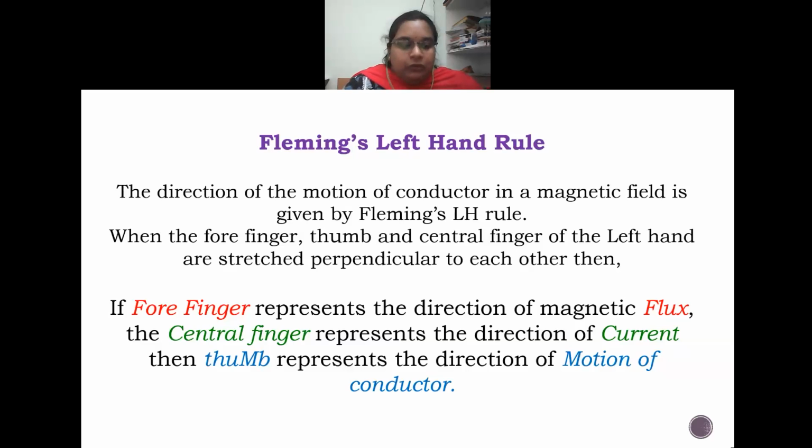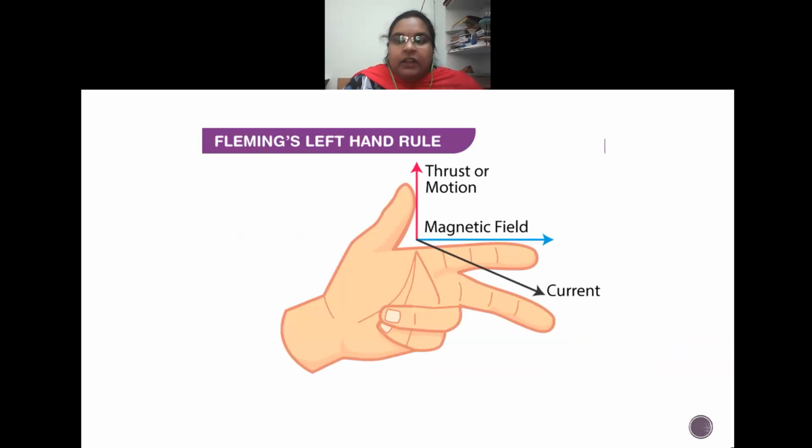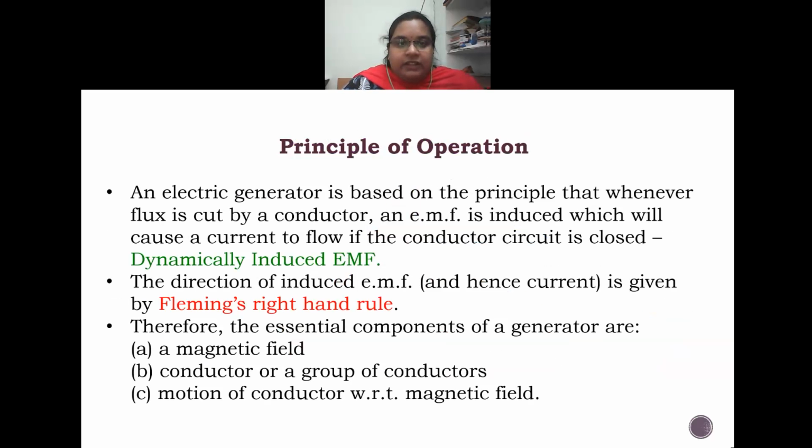Now coming to our topic, that is the DC generators. The first thing we need to understand is the principle of operation of a DC generator. So let us see what the principle of operation of a DC generator is.